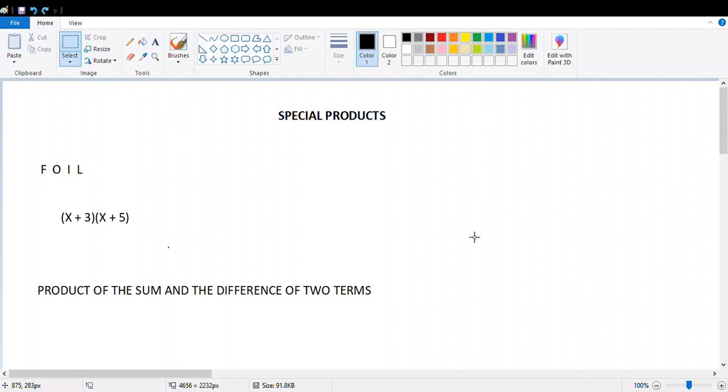And to use FOIL, let me provide an example. This example, x plus 3 times x plus 5. Then what is the mandatory condition to use FOIL? It must be a multiplication between two binomials. That's all. Then, to multiply two binomials, we can select one binomial and multiply each term of that binomial by every term of the other.